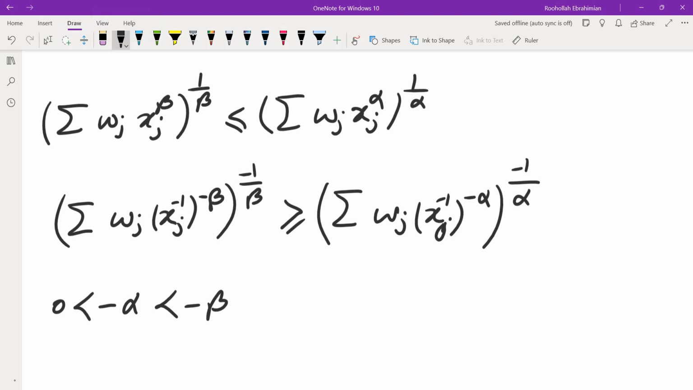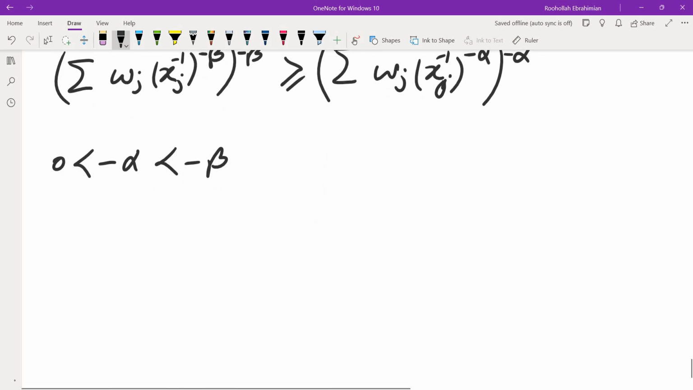So if you put the negative sign at the bottom, that might be easier to see the relation between this and what we had. This is the exact same inequality. So this proves the inequality for the case when alpha and beta are both negative. Now what if you approach 0?